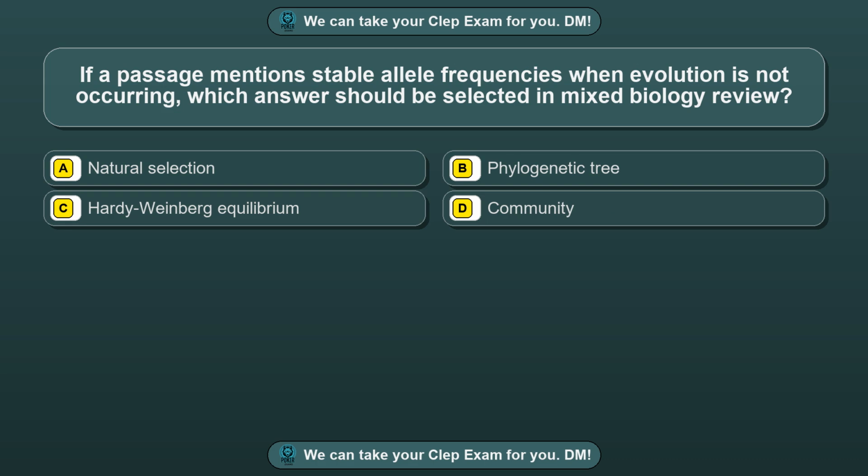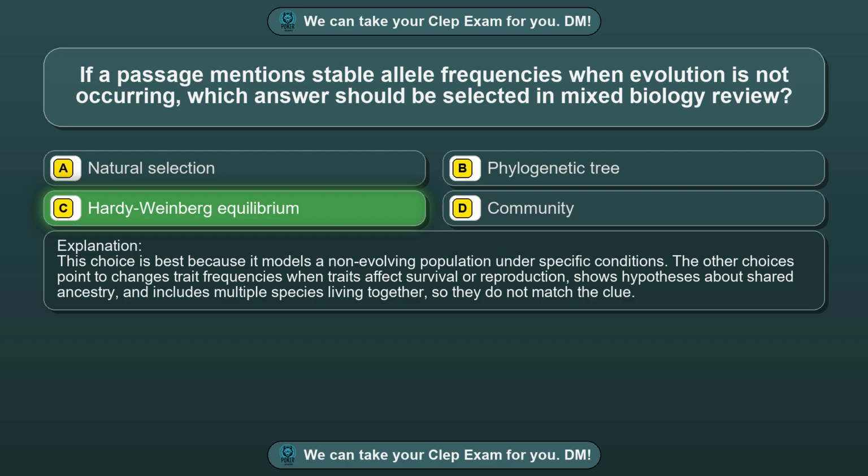Question 25. If a passage mentions stable allele frequencies when evolution is not occurring, which answer should be selected in mixed biology review? Option A, natural selection. Option B, phylogenetic tree. Option C, Hardy-Weinberg equilibrium. Option D, community. The correct answer is option C, Hardy-Weinberg equilibrium. This choice is best because it models a non-evolving population under specific conditions. The other choices point to something that changes trait frequencies when traits affect survival or reproduction, something that shows hypotheses about shared ancestry, and something that includes multiple species living together, so they do not match the clue.